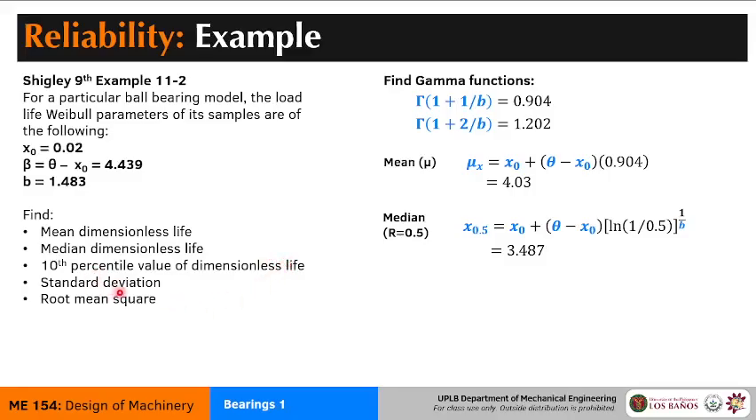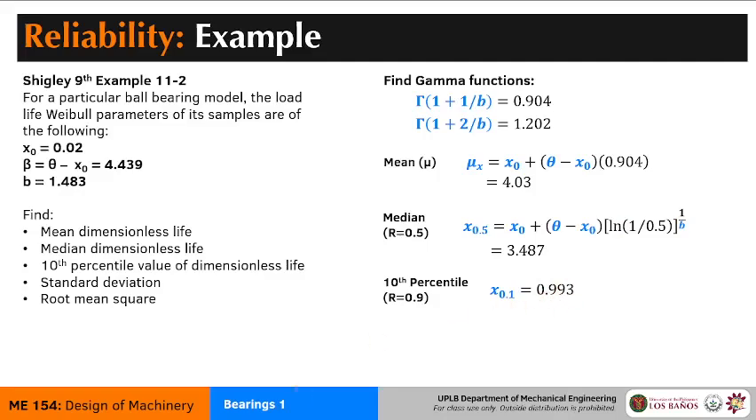When we say 10th percentile value of dimensionless life, what does that mean? Your R is at 90%. When we say 10th percentile value, it's 10% of your parts have failed. So your reliability should be at 90%. And this one is simple. You just substitute again into this generic equation. Instead of 0.5, we plug in 0.9. And if you plug in 0.9, you'll get 0.993 for the dimensionless life.